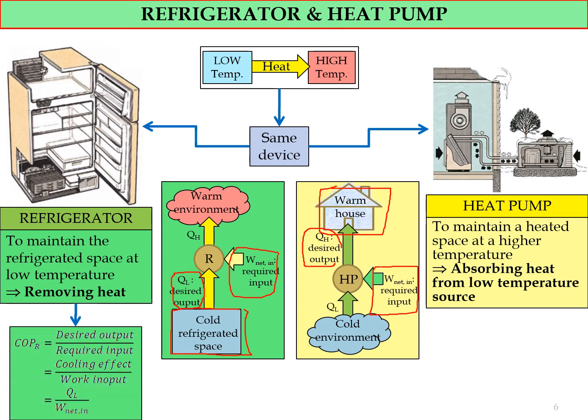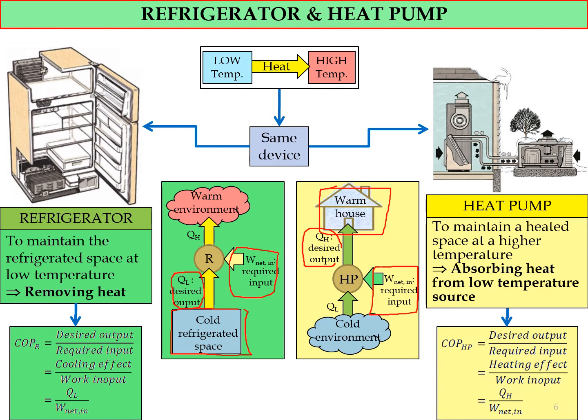And from this, we can calculate the coefficient of performance for the refrigerator, which is equal to desired output divided by required input. It is also equal to cooling effect divided by work input, which is equal to QL divided by net work in. Whereas the coefficient of performance for the heat pump is equal to desired output divided by required input, which is the same as for the refrigerator. However, it is also equal to heating effect divided by work input.